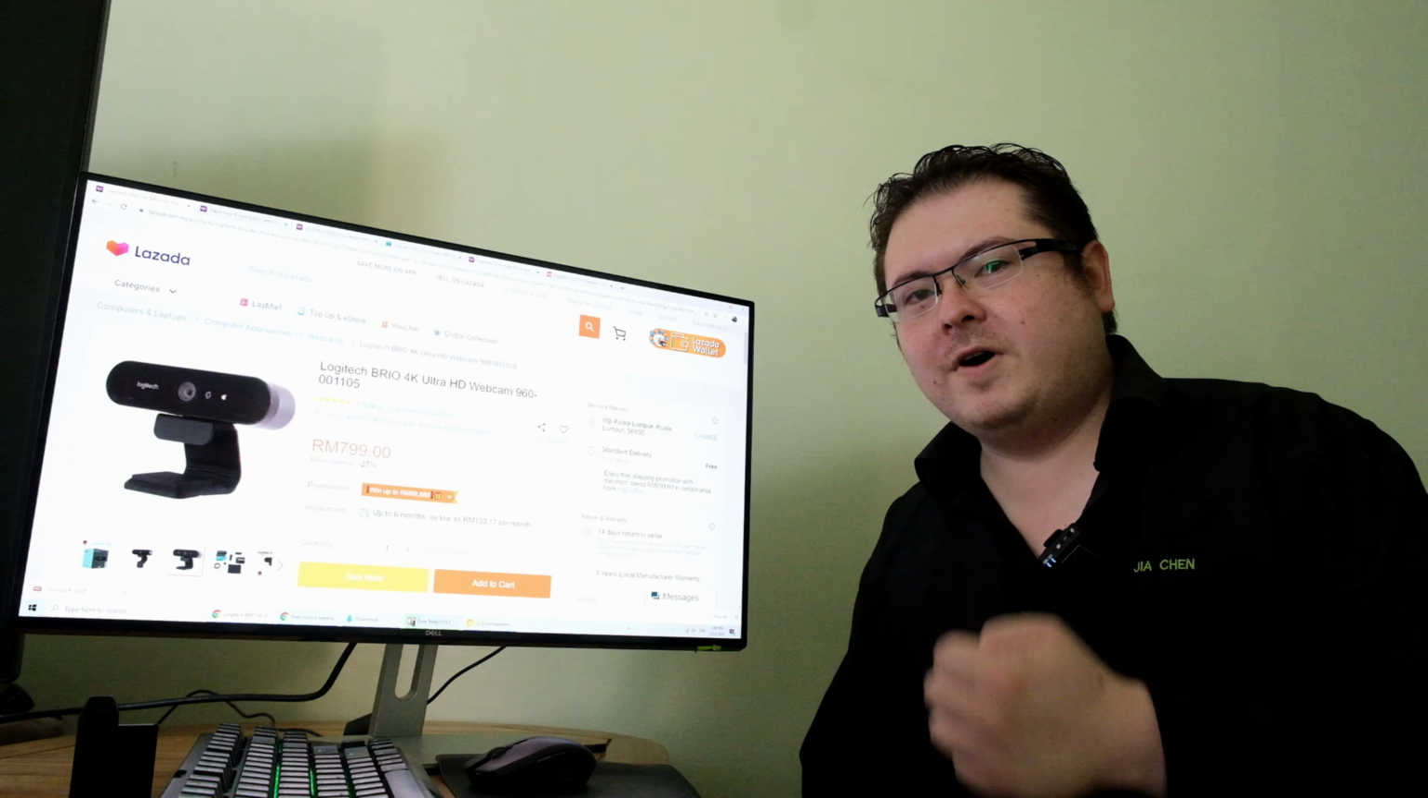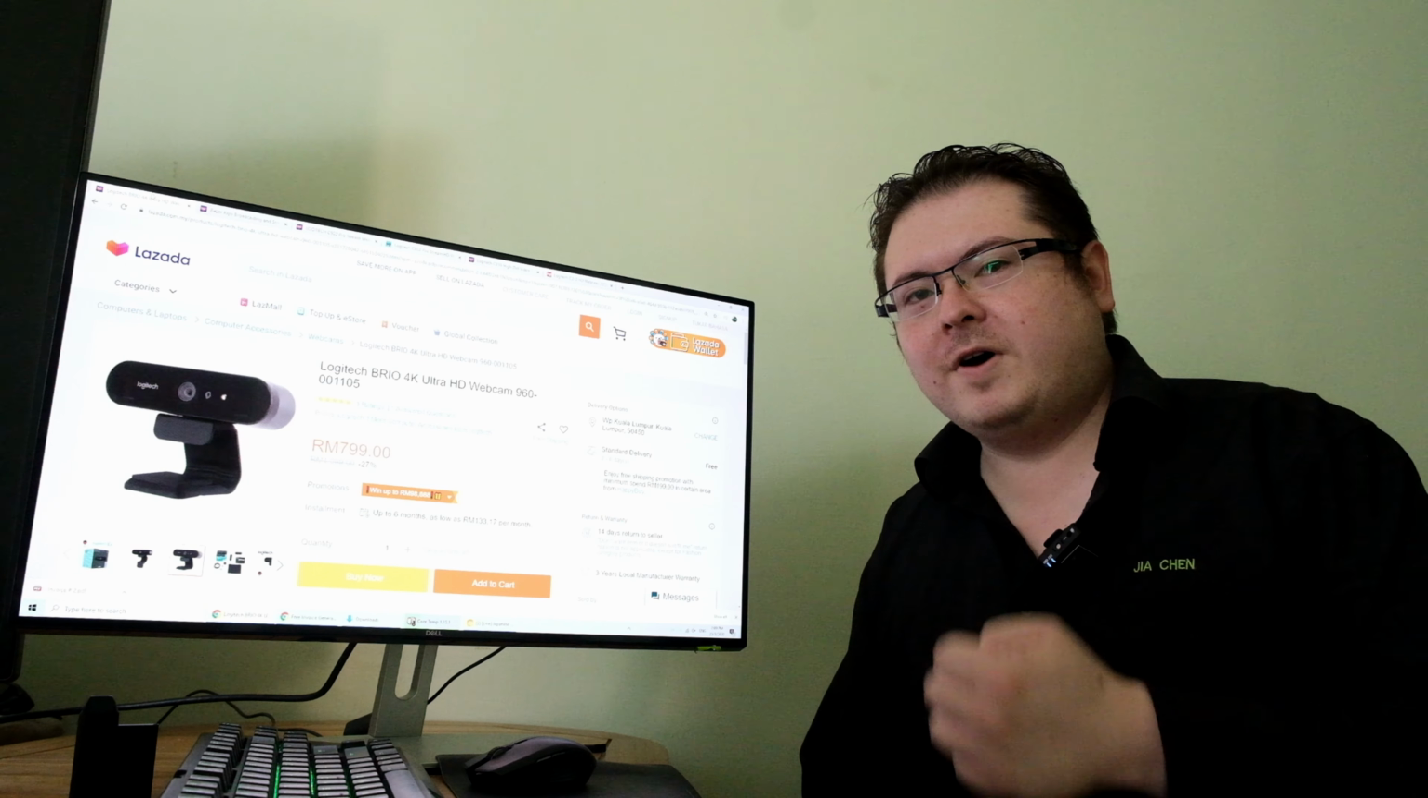See, this is the webcam I recommend. This is 800 ringgit. Big buck, walao eh. Yes, and it's a 4K webcam. We're not going to use 4K. The resolution is too big, and these softwares don't even support it. But why do I say 4K?